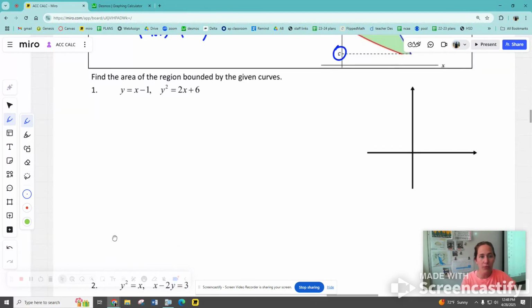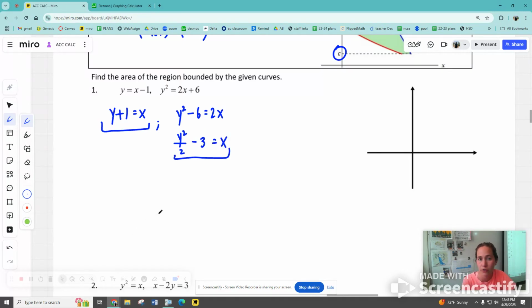And if they're not already, I would take both equations right off the bat and solve them for x. So maybe just adding a 1 here, I get y plus 1 equals x for one side of this bounded region, and I get y squared minus 6 equals 2x, and we can divide everything individually by 2. So y squared over 2 minus 6 over 2, so a 3, equals x. Those are our two functions.